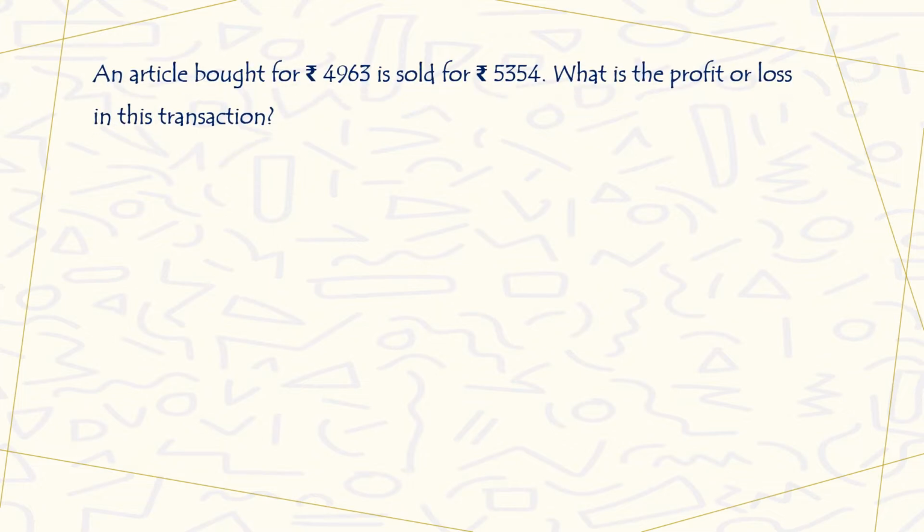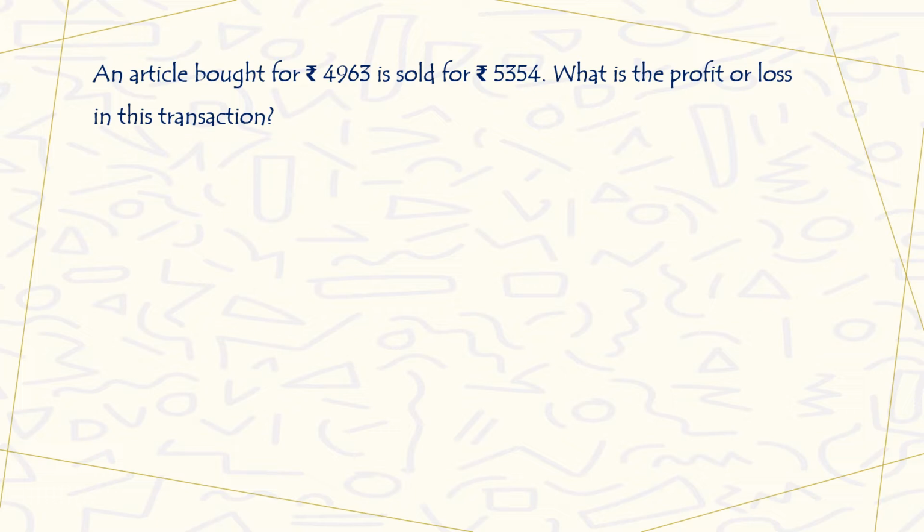Let's take a sum. An article bought for rupees 4,963 is sold for rupees 5,354. What is the profit or loss in the transaction? So you have to understand the question.